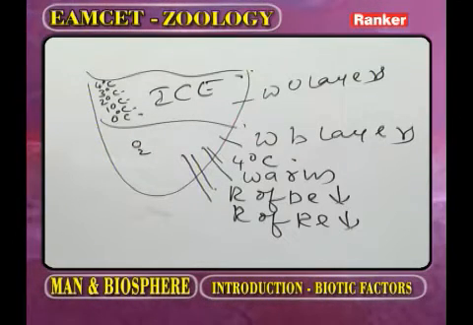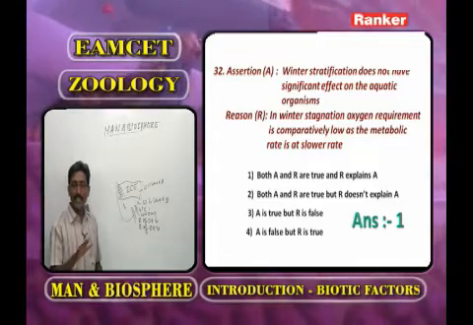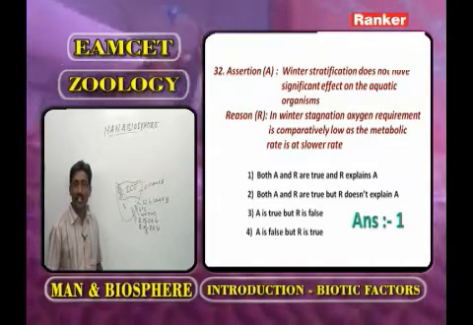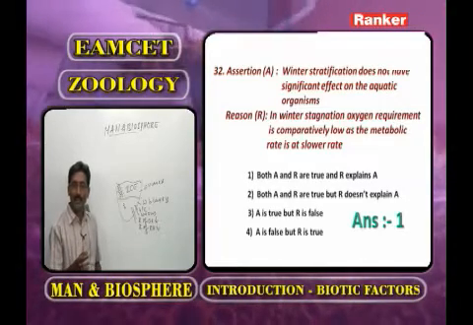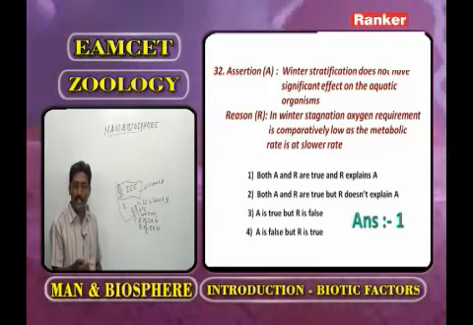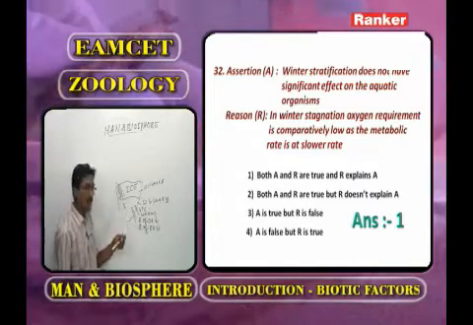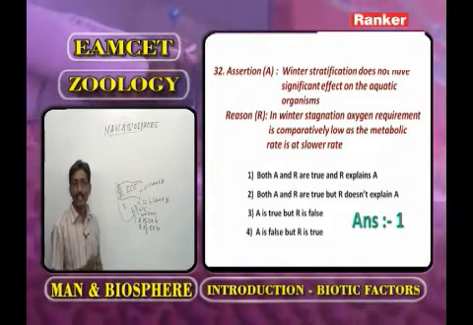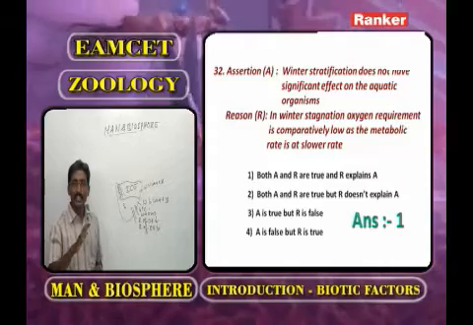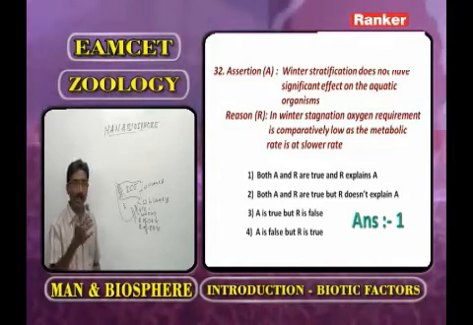So the winter stagnation does not show much effect. Now, assertion: winter stratification does not have significant effect on aquatic organisms. Reason: in winter stagnation, oxygen requirement is comparatively low as the metabolic rate is at slow rate. So in the bottom water, the oxygen is available, and the bottom water is suitable for aquatic life. So the winter stagnation has not much effect on aquatic organisms. Both are correct and the reason explains the assertion. Now we go for the next question.